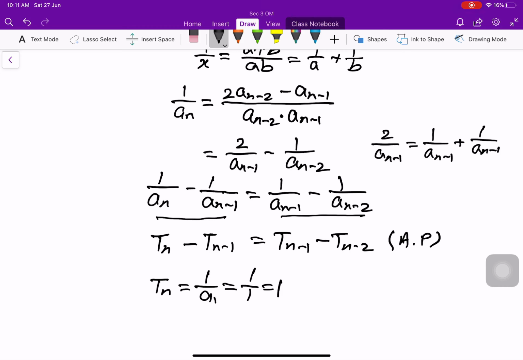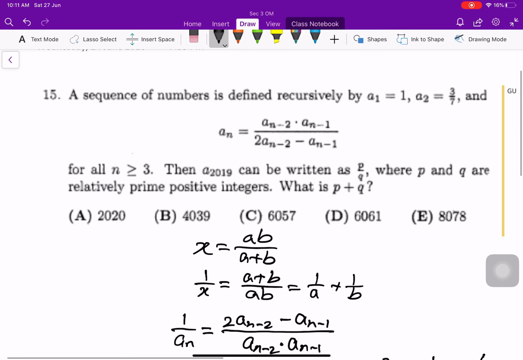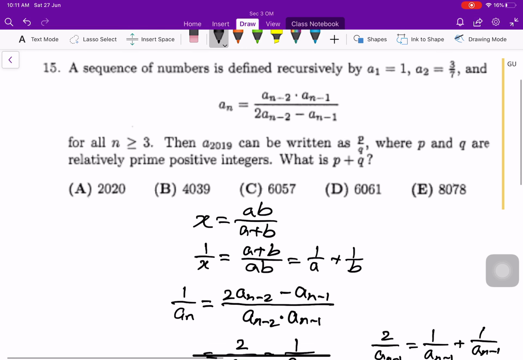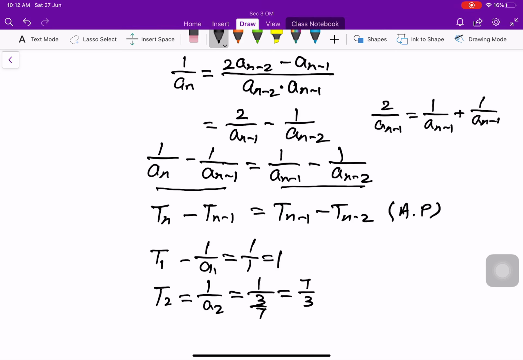Okay, then what about your A2? They give us A2 is 3 over 7. Therefore, sorry, at this part here, I changed to T1, the first term. Then your T2 is actually 1 over A2, right? And 1 over A2 is 1 over 3 over 7, and in this case it is actually 7 over 3, right?